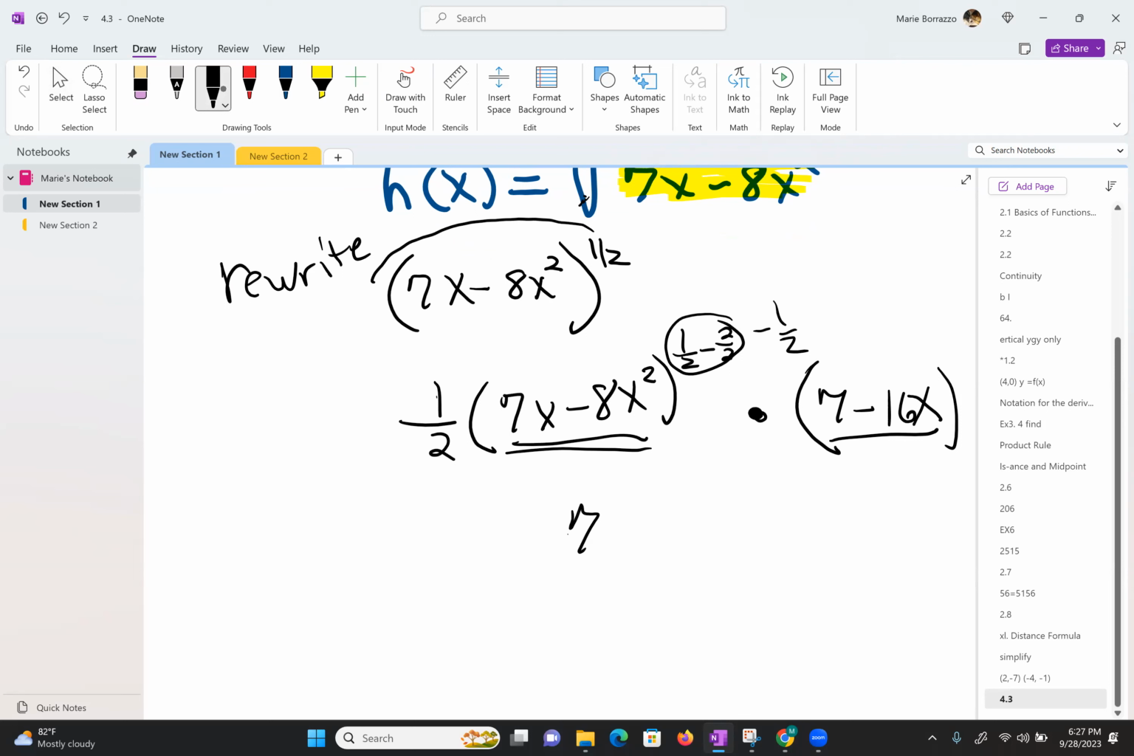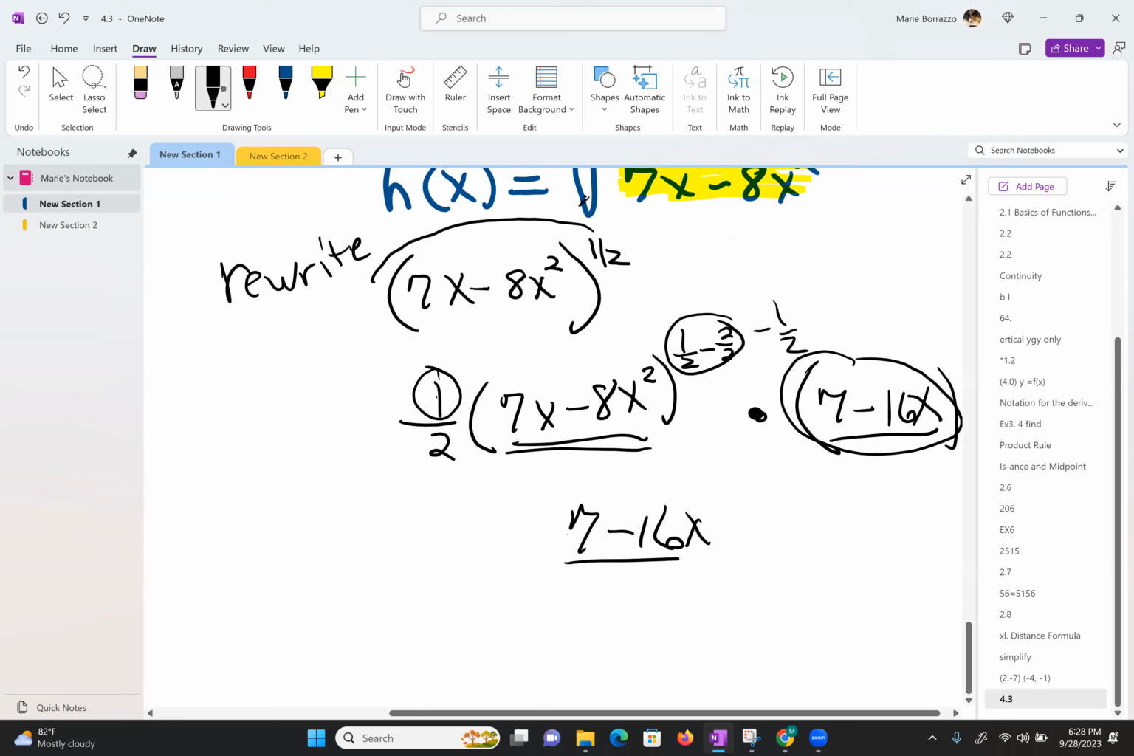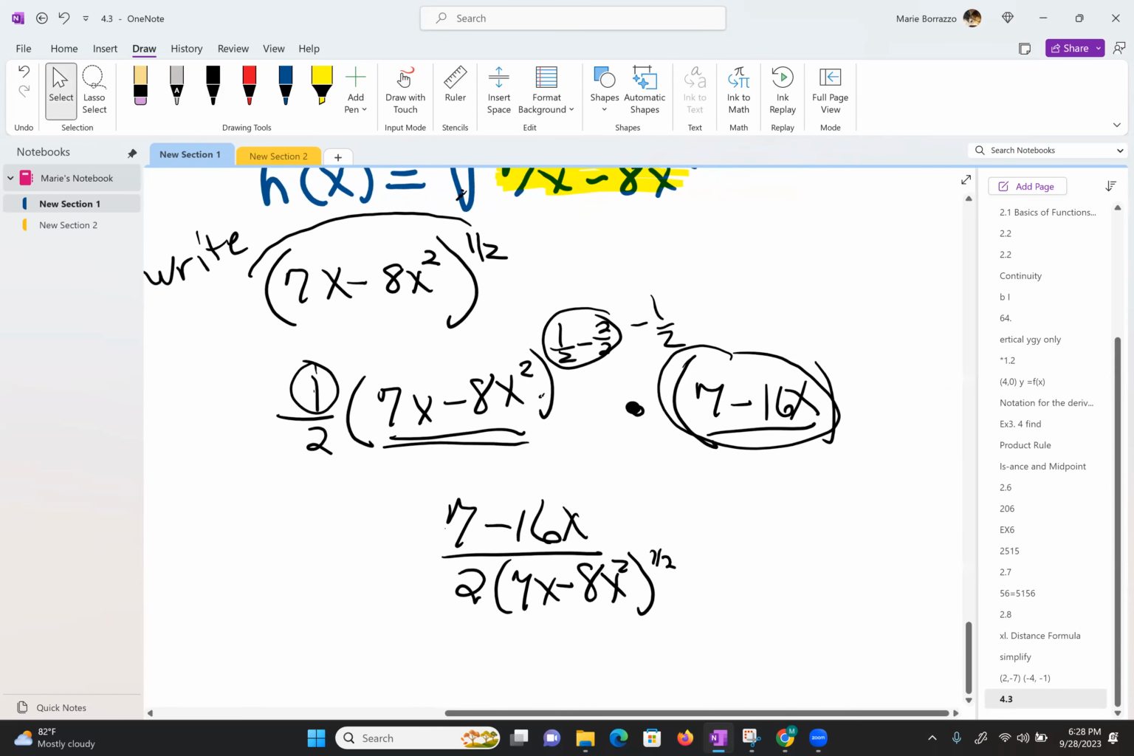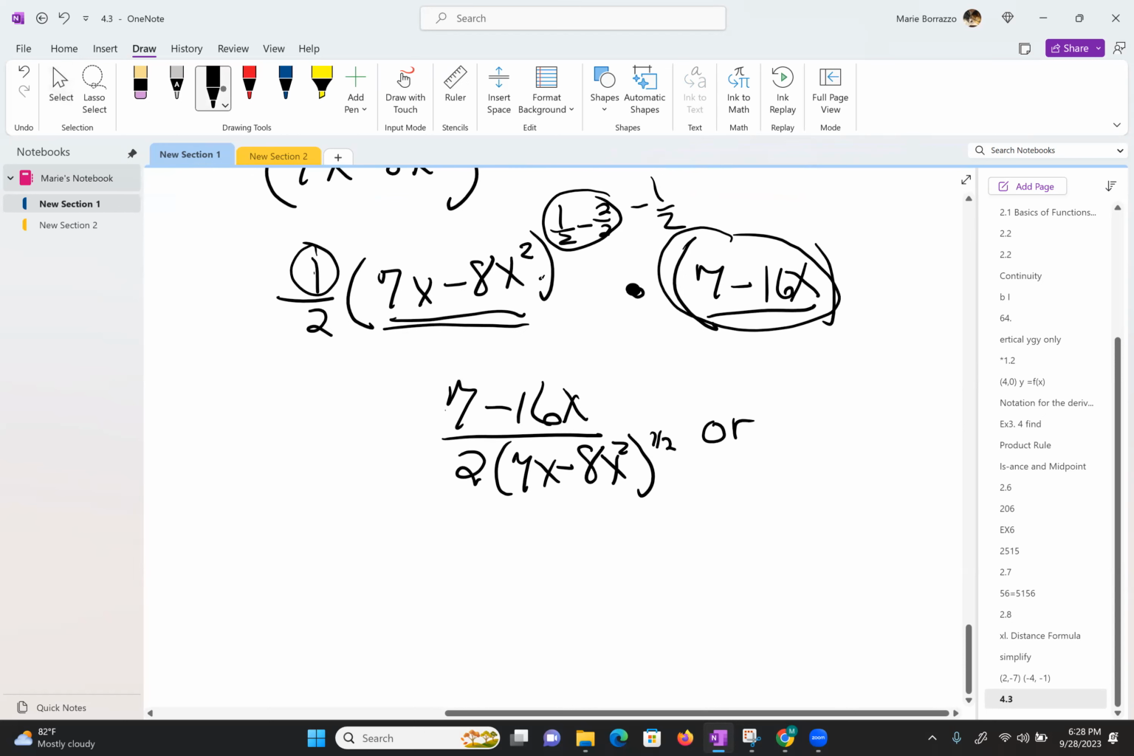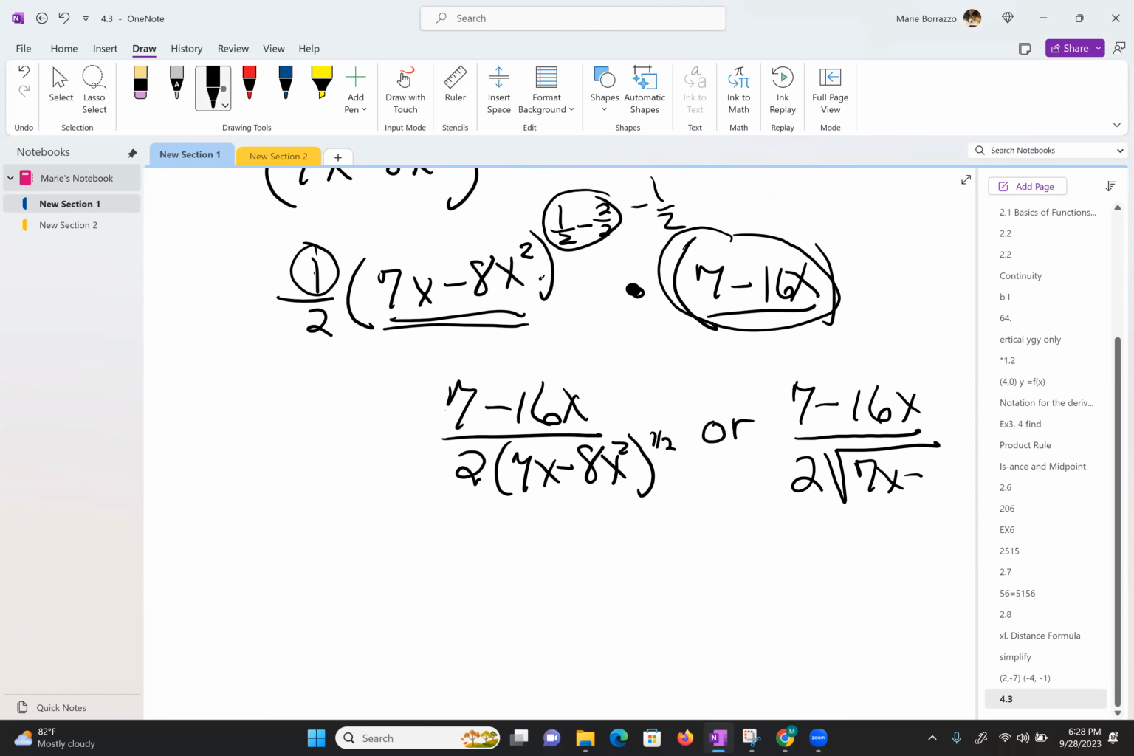So we end up with the 7 minus 16x in the numerator, because that times 1 is itself, right? So this times this, over, and then the 2 is in the bottom. If I bring this down, the exponent will change to a positive. So I have 7x minus 8x squared raised to the positive 1/2. Another way I can express this, I could also call this 7 minus 16x over 2 times the square root of 7x minus the 8x squared.